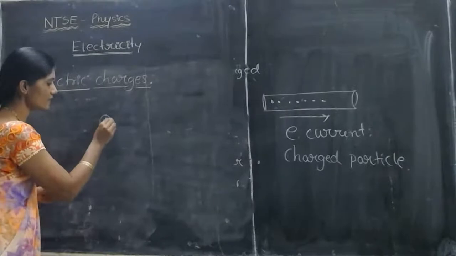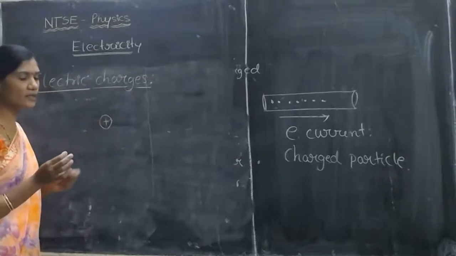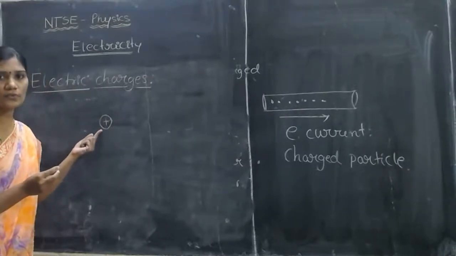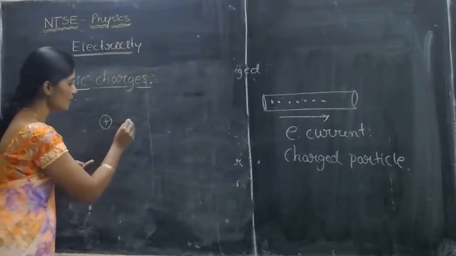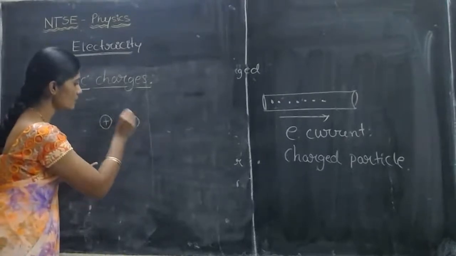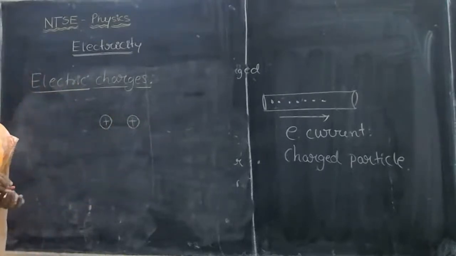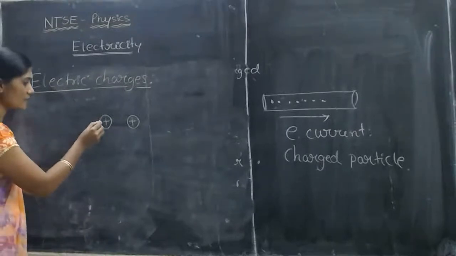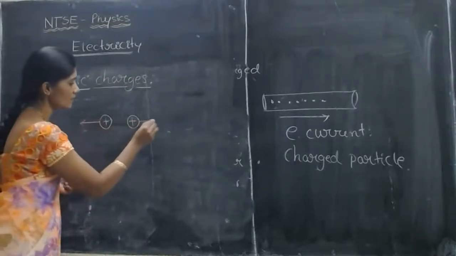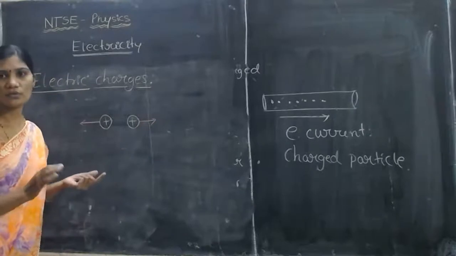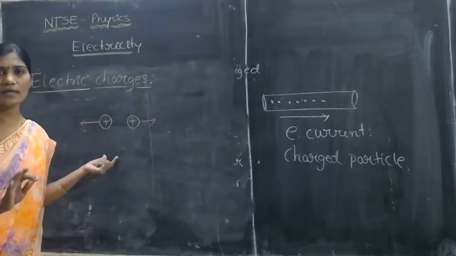We know that charges are usually a positive charge and a negative charge. Here is one positive charge. If I bring one more positive charge near the first one, what would happen? These charges move away from each other. Why are they moving away? No answer for this question.